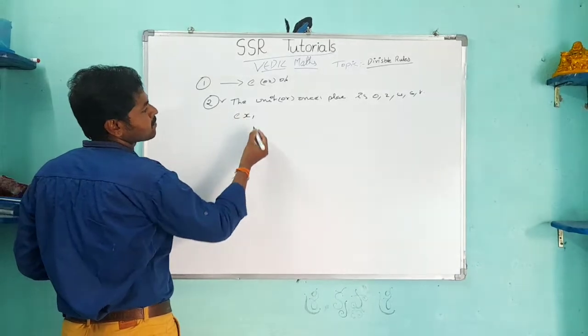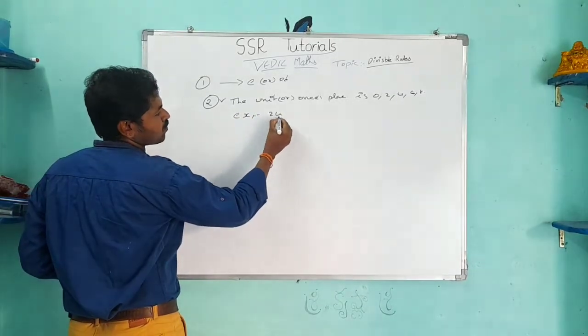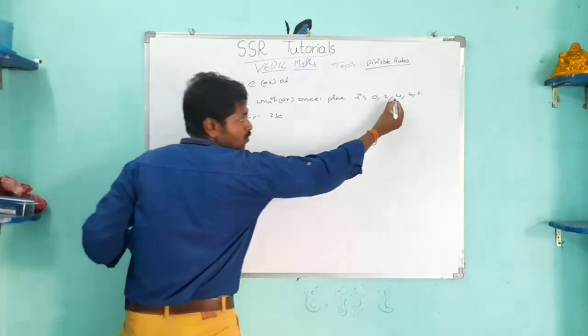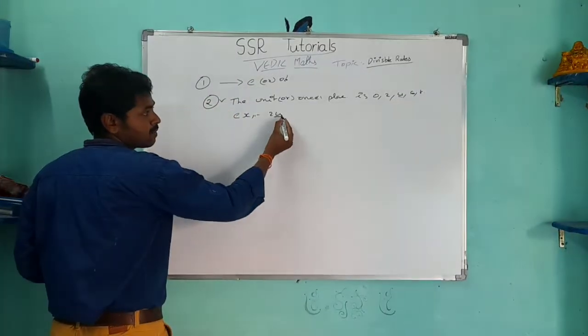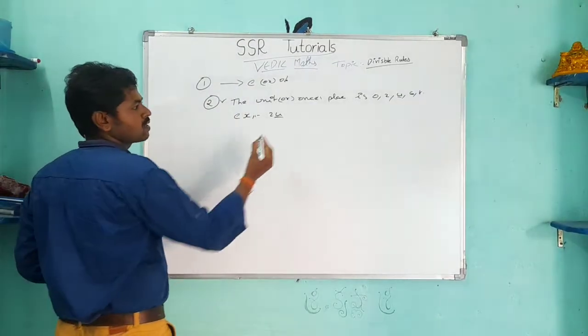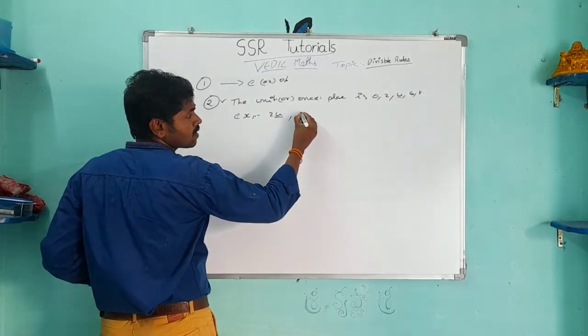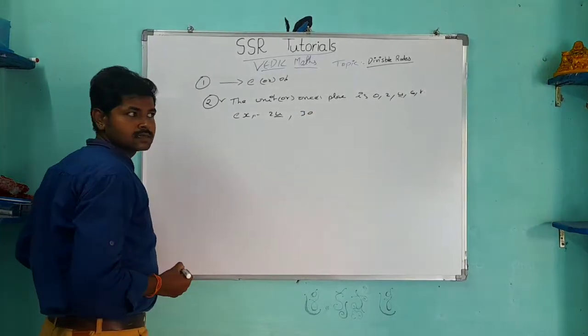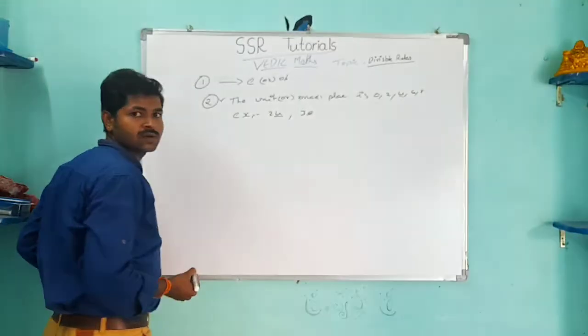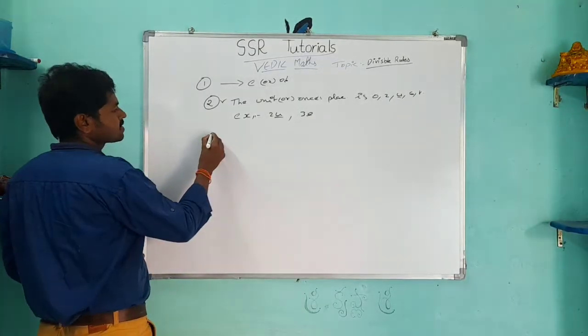Example, 24. The ones place is 4. It is an even number, so it is divisible by 2. Example, 30. It is also divisible. It is also an even number.